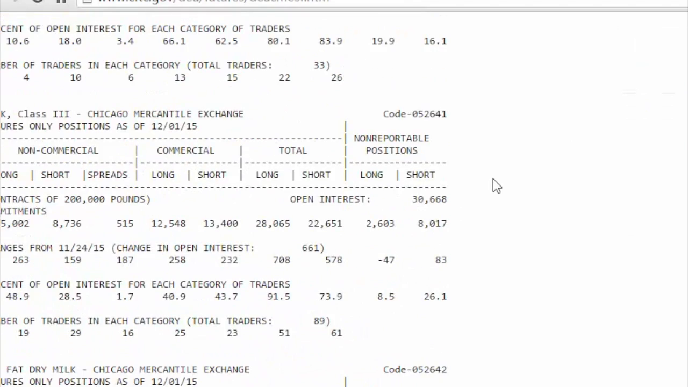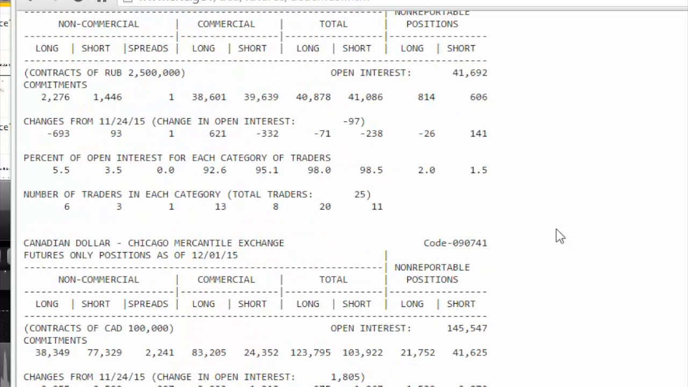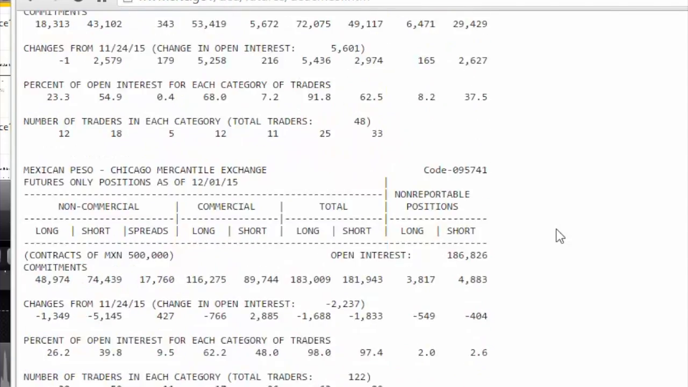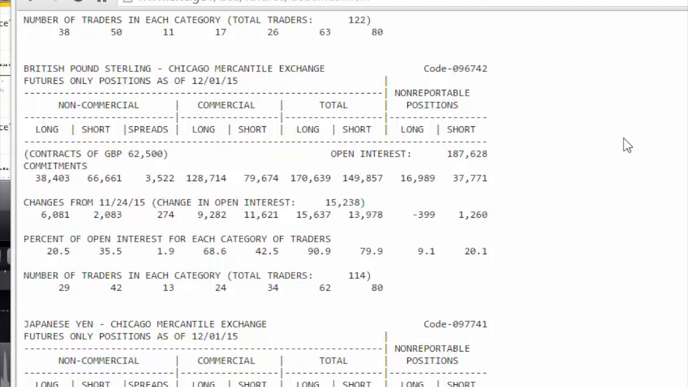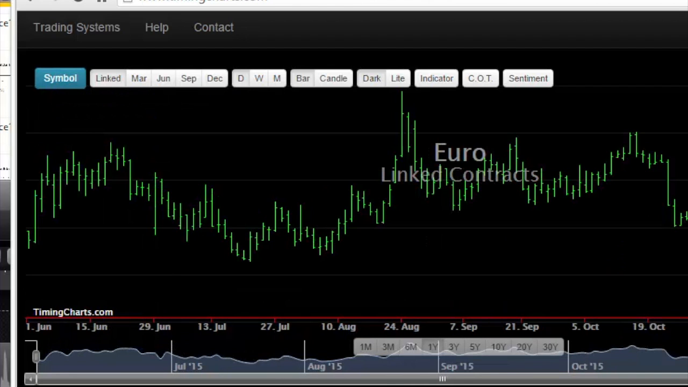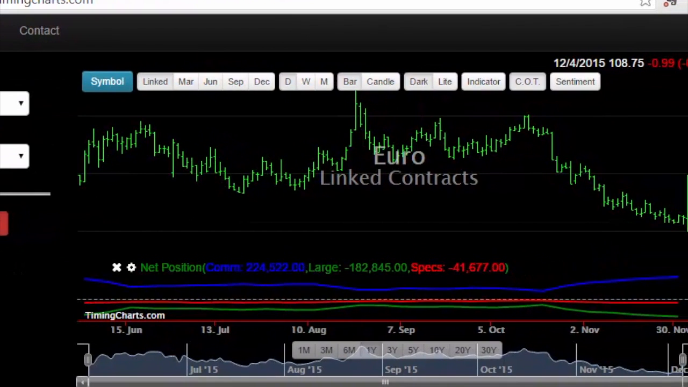For example, milk, butter, it's not what we are analyzing. We need currencies, and here are currencies. You see the Canadian dollar, for example, that is Canadian dollar future, Swiss franc, Mexican peso, British pound sterling, and you see the total long and short open interest, non-commercial, commercial. So that is the primary source. It's pretty difficult to analyze that information. That's why I prefer to use timing charts. This is a free website that builds this information in a visual mode. For example, if I choose the currency future for euro, I push the COT button, and that's what I get.